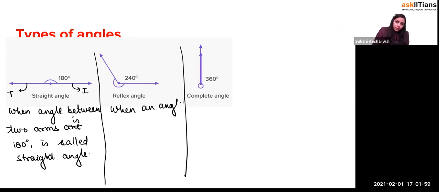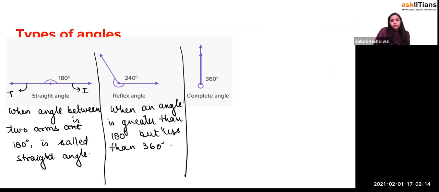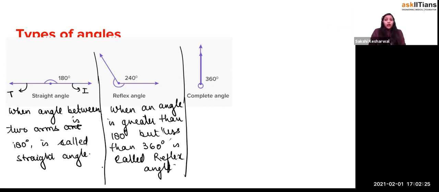So basically, when an angle is greater than 180 degrees, but less than 360 degrees, it is called a reflex angle, right? What do you mean by complete angle?